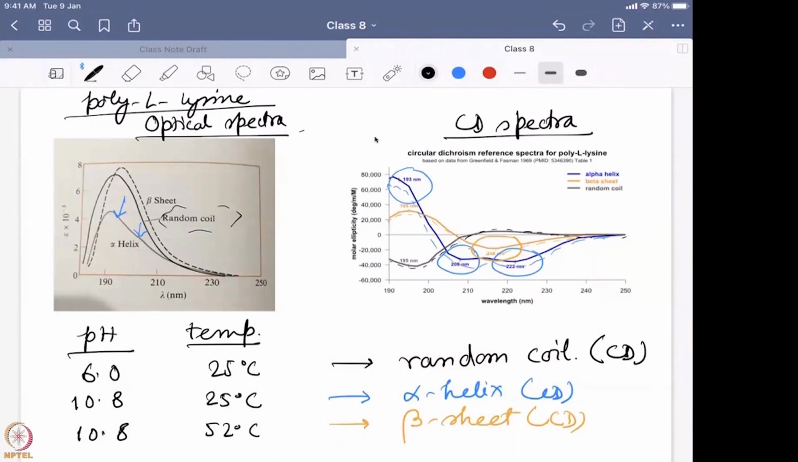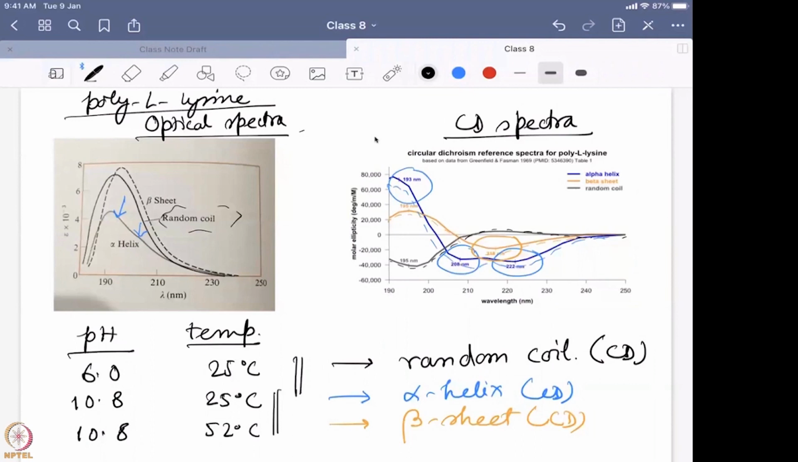So in this case of polylysine, we are taking this example because it is a clean and clear-cut change. It is going from 100% alpha helix to 100% beta sheet in this region, 100% random coil to 100% alpha helix in this particular region. So it is not a mixture of anything. It's a clear-cut change.